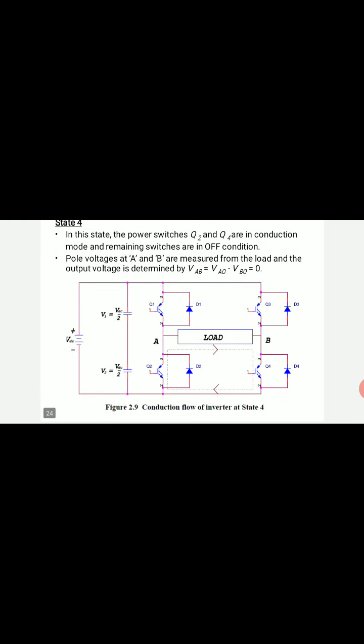In state 4, Q2 and Q4 are in conduction mode. Remaining switches are off. You can see the current conduction path. So the current flows among the transistors Q2, load, and Q4. Here also the net voltage appearing across the load will be VAB equal to VAO minus VBO equal to 0.